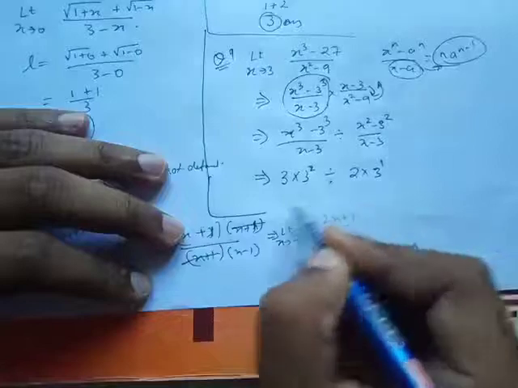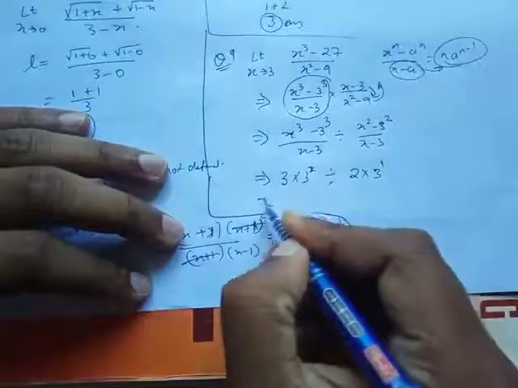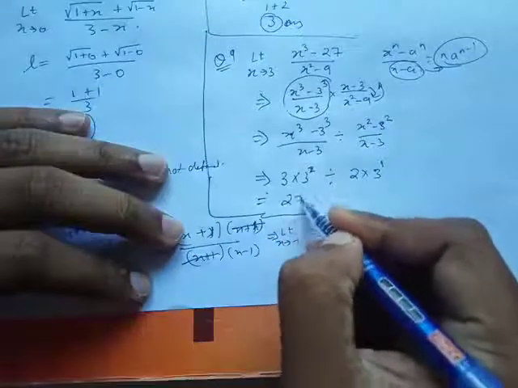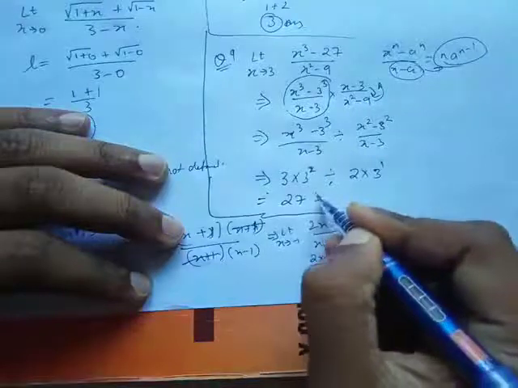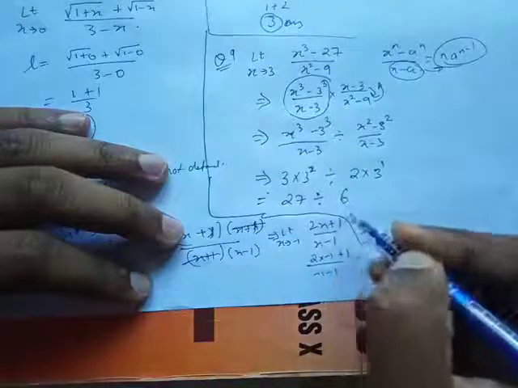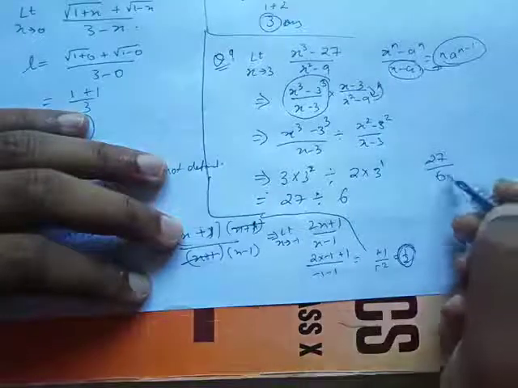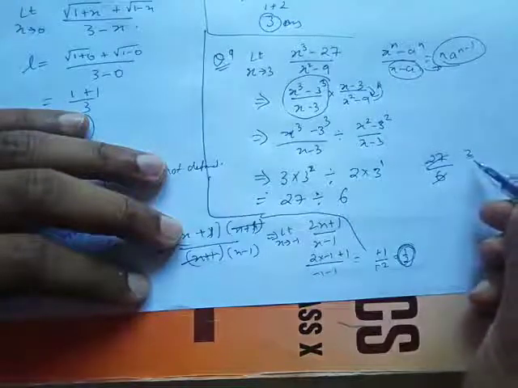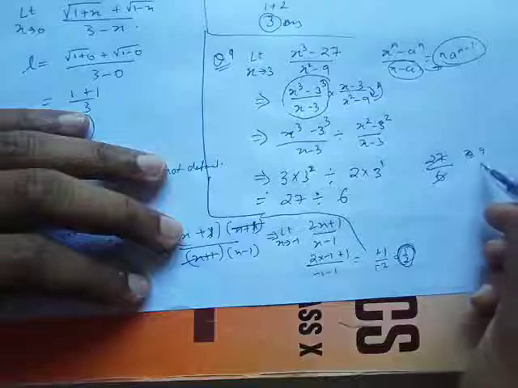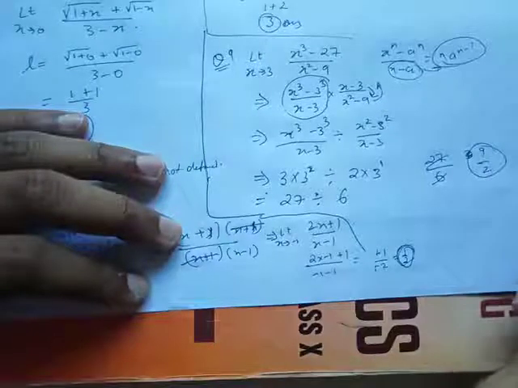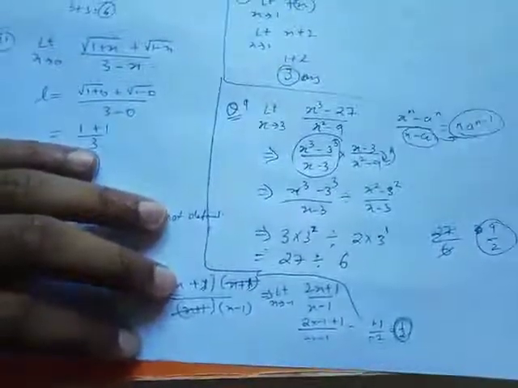I hope you guys are understanding this. Okay, so this is going to be 27 divided by 6. So when you divide 27 by 6, what is your answer you will get? 3 3s are 9, 3 9s are 27, 3 2s are 6, so 9 upon 2. Okay, that's how you're going to get your answer.